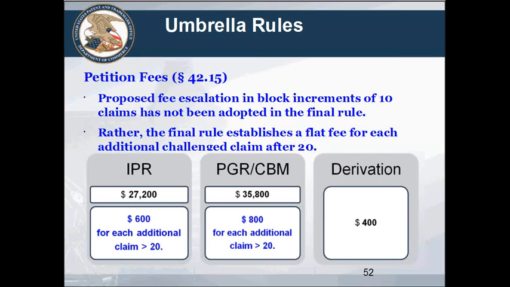So for IPR, there's a base fee, and then there's $600 for each additional claim above 20. For PGR and CBM, there's a base fee and $800 for each additional claim above 20, and then you have your bargain there with derivation. The reason the IPR and PGR CBM fees are what they are is because the AIA requires us to base them on the aggregate cost to the office.